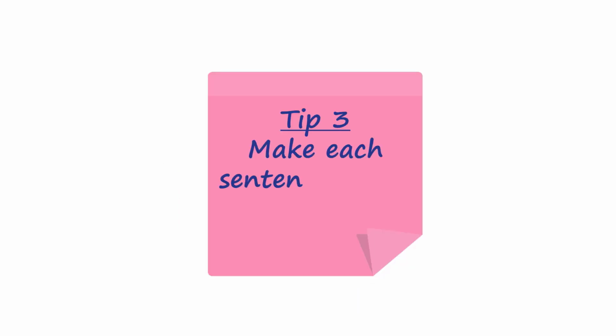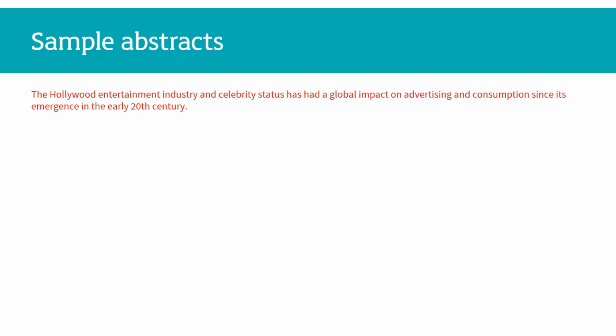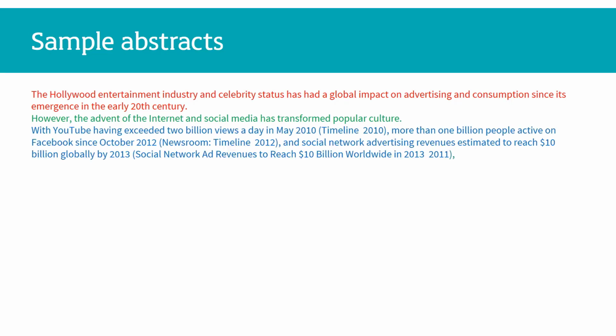My final tip is being concise makes for a clearer abstract. Each sentence should make a specific point. Let's take a look at a humanities abstract. You can see there is an opening sentence that uses keywords. The problem is then identified and supported with background information and references.